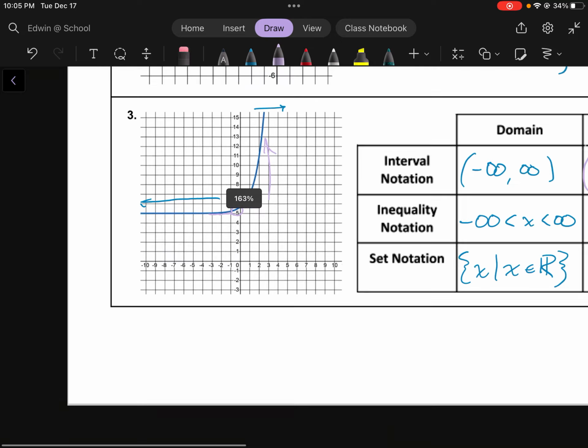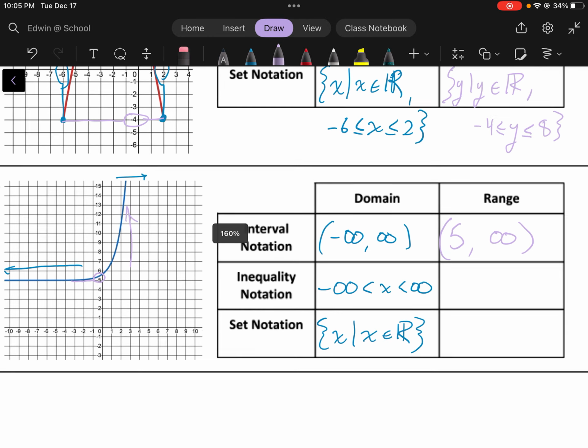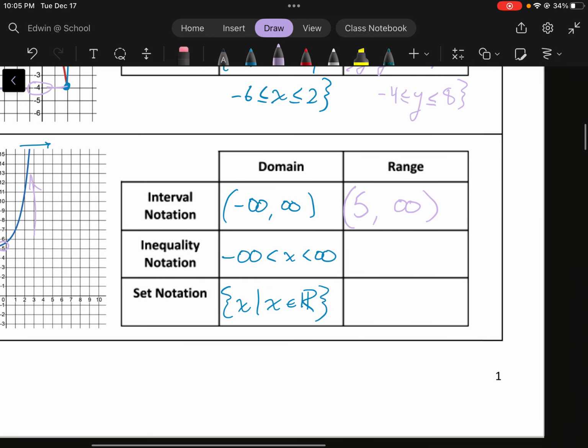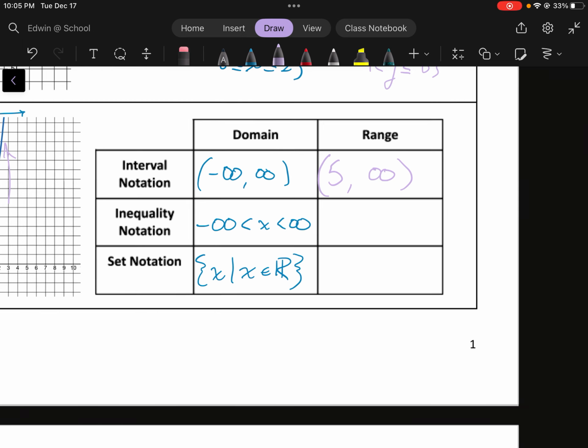If we were to zoom into it with a calculator, we would see that it hovers right above the 5. We're going to see that it never actually touches it, but it gets super close to it. So we could say it is at 5, but not including 5. From here, we could write 5 is less than y, which is less than infinity. And we could do y such that y is a part of all real numbers, including those from 5 to infinity.